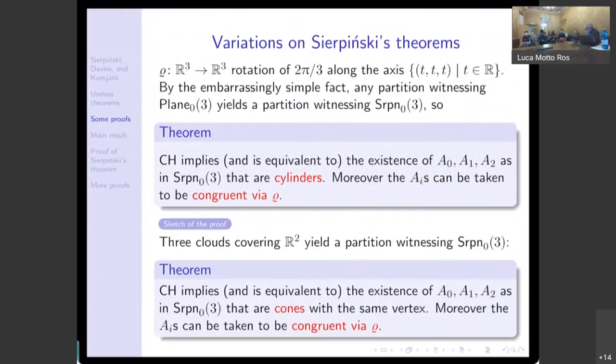And the first theorem is thanks to an embarrassingly simple fact. Using a projective transformation, you get that CH is equivalent to the existence of a Sierpiński decomposition of the space such that the pieces are cones with the same vertex, and the vertex you can assume is the origin. And moreover, they can be taken to be congruent by the same rotation. So this is surprising.